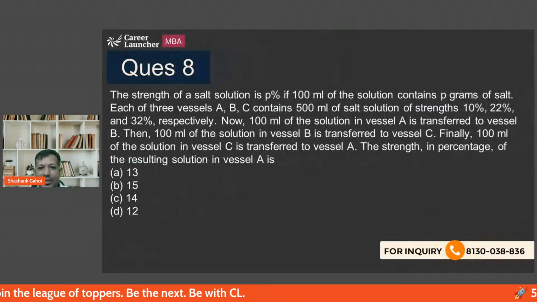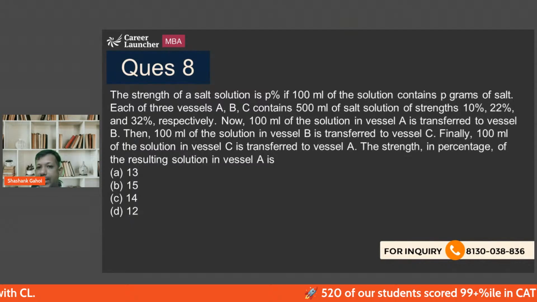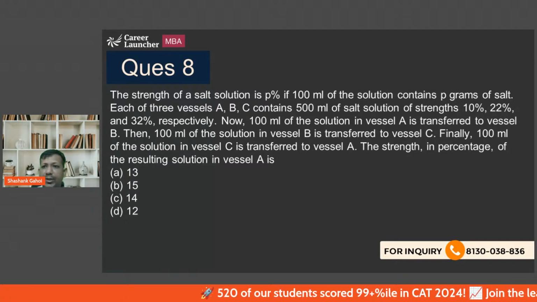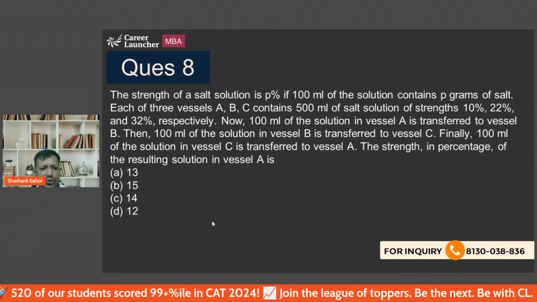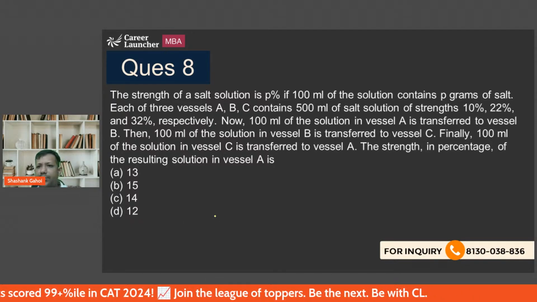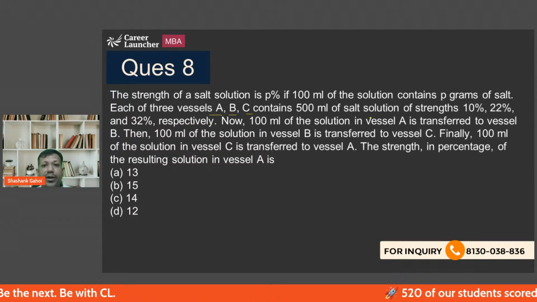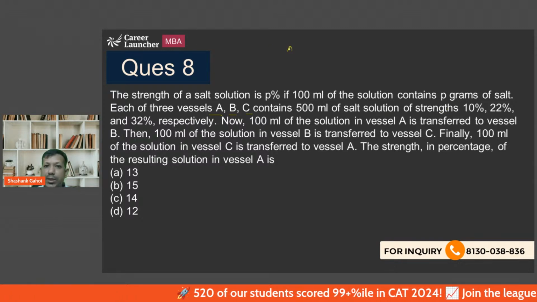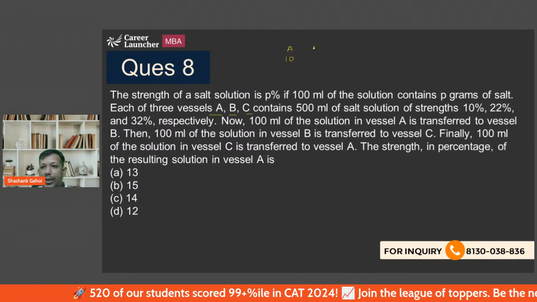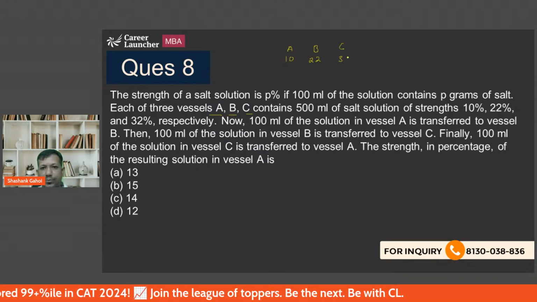Now let's move on to the next one. The strength of salt is p% of 100. Again the same story: it is defined that a p% solution means that in 100 grams it is p% salt. Now each of the three vessels A, B, C contains 500 ml of salt solution of the strength 10%. So A has 10%, B has 22%, and C has 32%.